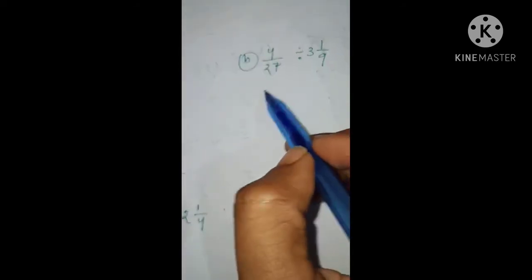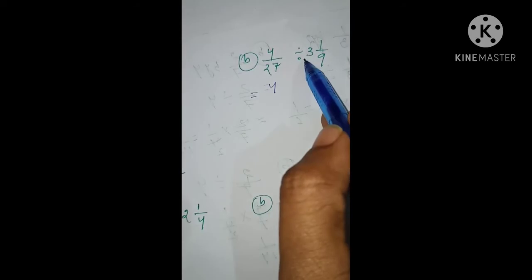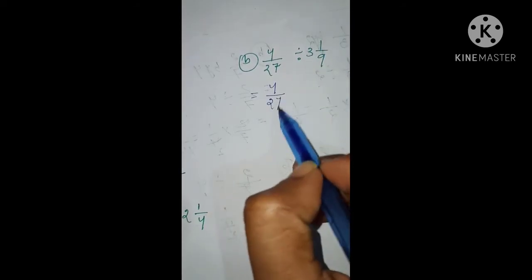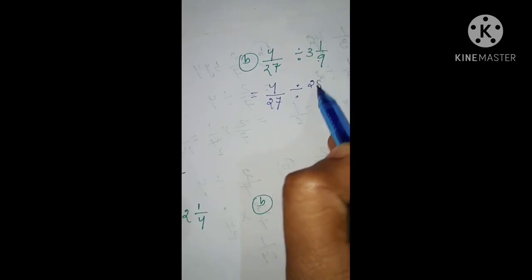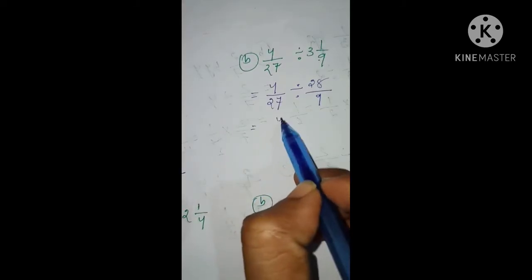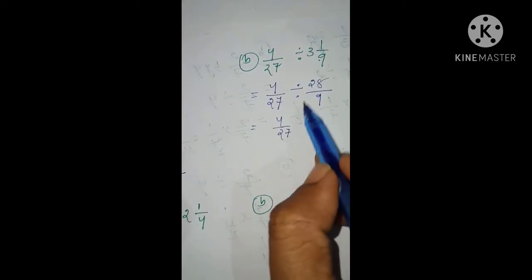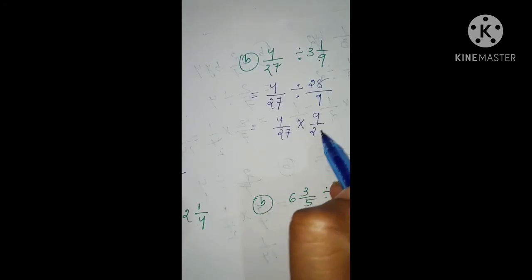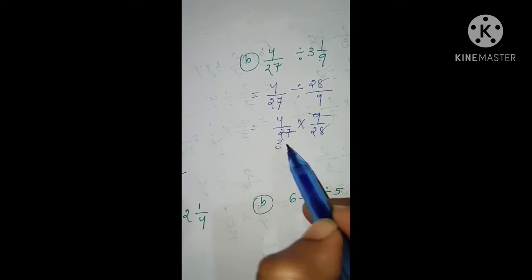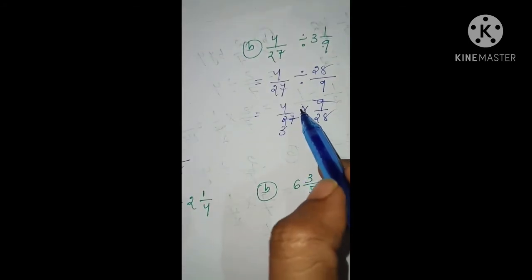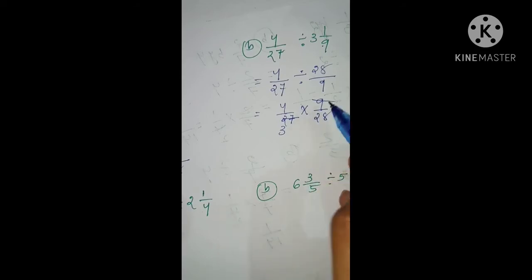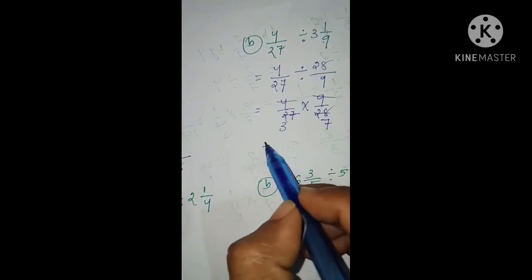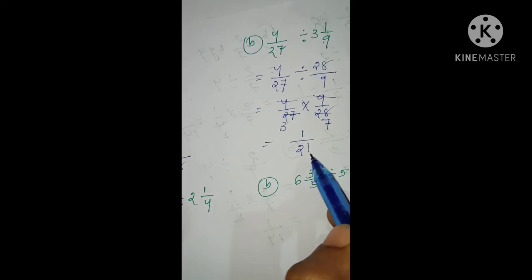Similarly, question B: 4/27 divided by 3 whole 1/3. This 3 whole 1/3 will be 3 times 9 is 27, plus 1, 28/9. Now 4/27 divided by 28/9, you change it into multiplication by 9/28. Then 9 times 3 is 27. With 4 here, which number will cancel? 4 will not cancel here. Then what will you get? 4 cancels with 28, that gives 7. So now 1/21 will be the answer.